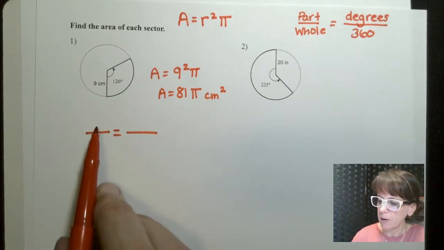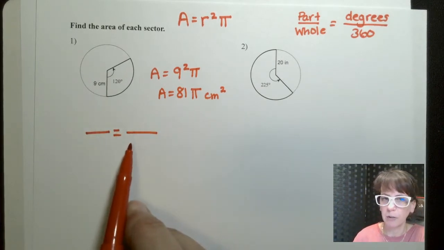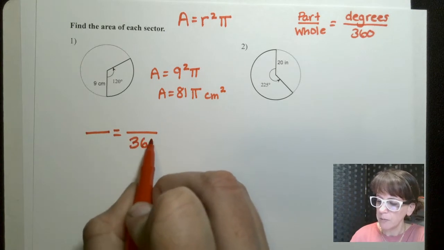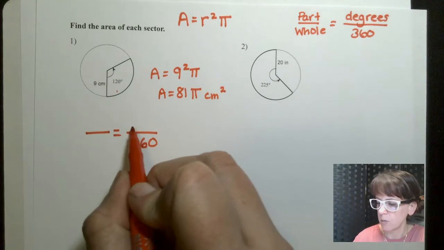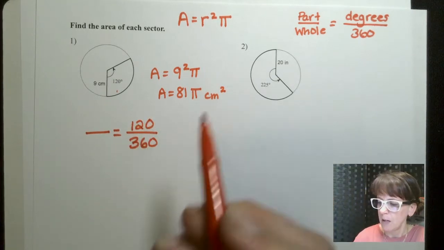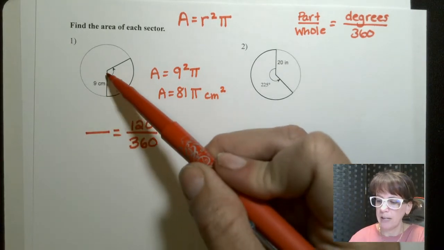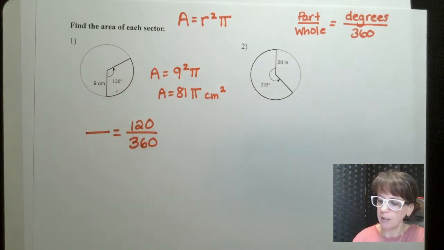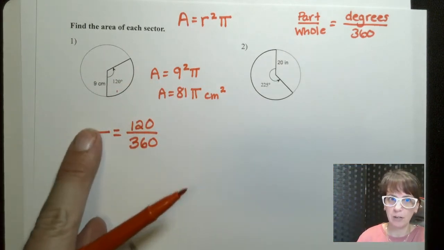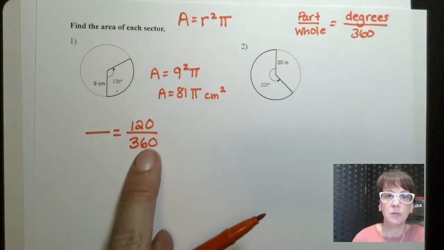We have part over whole equals degrees over 360. So we got our 360 in there. Now let's go ahead and put in our degrees, and it looks like it's 120 degrees for this area. And we're finding the area that's within this bolded shape. Now, before we even do the part over the whole, I think it's a good idea to reduce your fraction.